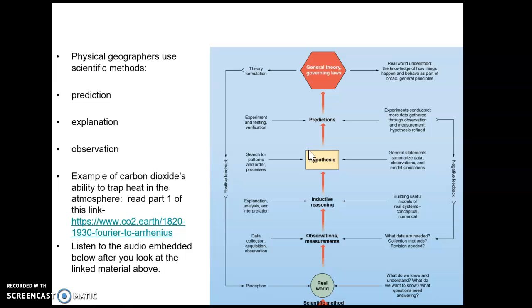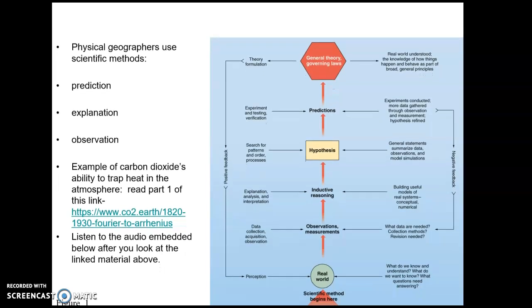Okay, this will be another slide that will be available for you, so you don't need to write this down either. This is a needlessly complicated slide, I suppose, in all of this. But if you just come over here on this side, let's look at this first. So physical geographers use scientific methods. They use them for prediction, explanation, observations, okay? Now, very often when we start in science, we start with observations, okay? And so you could say somewhere down here, there's a start and the scientific method.